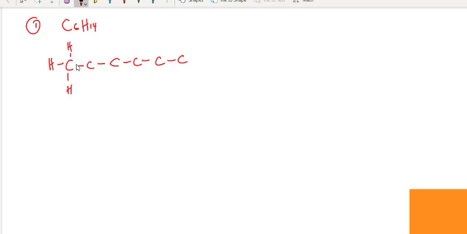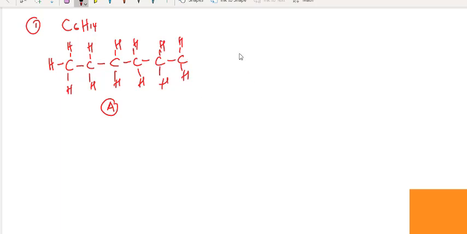According to the rule, carbon must bond with four bonds, and hydrogen has only one bond. So we are going to complete the structure with hydrogen. This might be our first structure, so we can label it as A. So this is structure A.